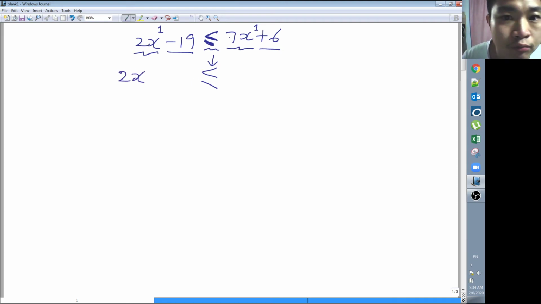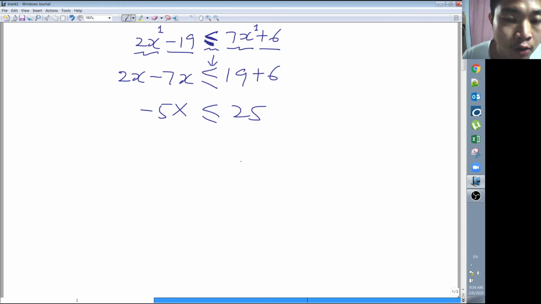I would like to move my 7x from the right hand side to the left hand side. So 7x from the right, I move it to the left, so it becomes negative 7x. Now I would like to move my negative 19 to the right. So negative 19, when I move to the right, it becomes plus 19. And you have a plus 6 on the right hand side, so just copy it down. And now you can solve this inequality accordingly.